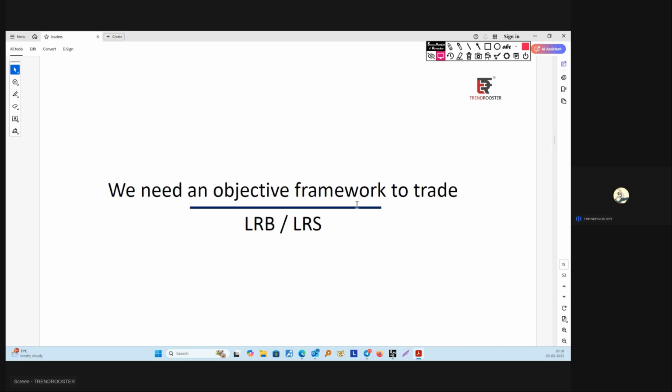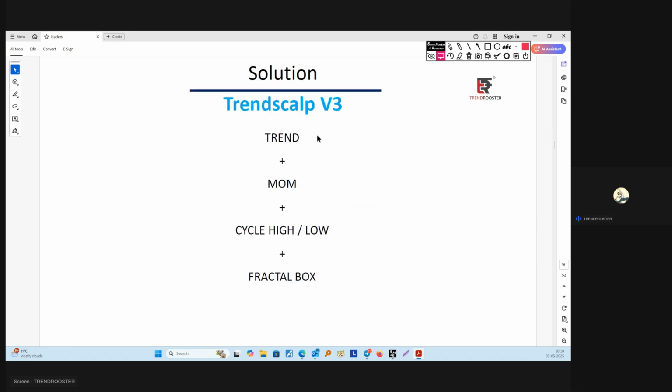So we need an objective framework to trade low risk buy and low risk sell. That solution is Trendscal V3. This is where we started and then shared it with many people. This is still available free for anyone to choose. You don't even have to be a Trendrooster member. Earlier it was a paid version. Now I have made it completely free and it is available.